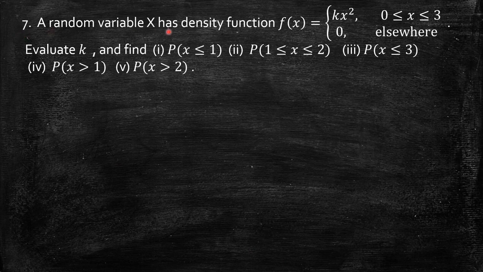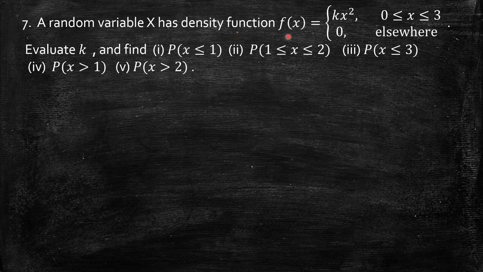Next, problem number 7. A random variable x has density function f of x equal to kx square defined in an interval 0 less than or equal to x less than or equal to 3, 0 elsewhere. Evaluate k and find the probabilities x less than or equal to 1, 1 less than or equal to x less than or equal to 2, x less than or equal to 3, x greater than 1 and x greater than 2. Now if I observe this probability function, it is defined in an interval 0 less than or equal to x less than or equal to 3. The range is in terms of an interval, that means this is related to a continuous random variable x. The random variable is continuous.